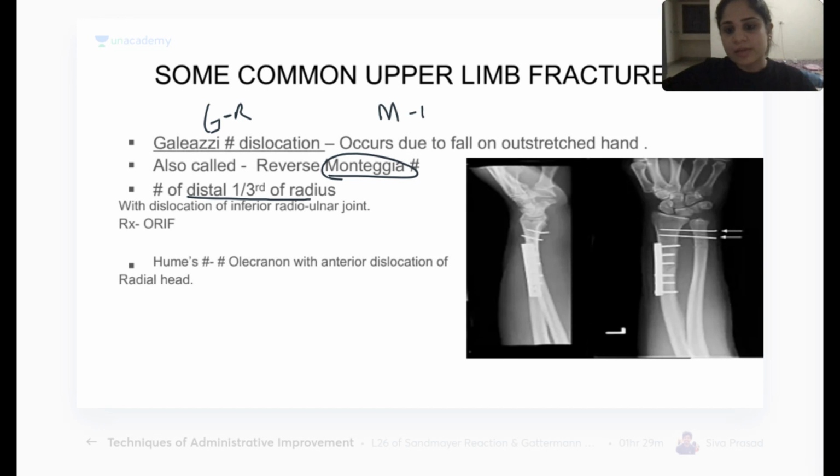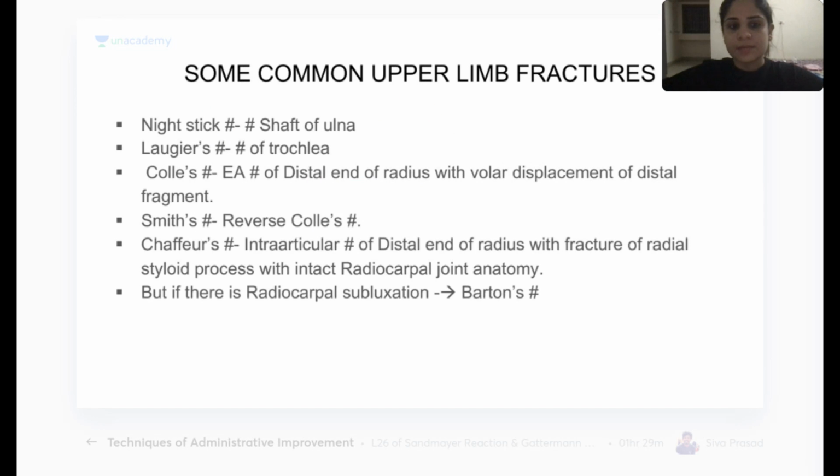And in Monteggia, what will you have? You will have ulnar fracture and radial head dislocation. Okay. Then nightstick fracture is fracture of the shaft of the ulna. And one more thing that you need to know is your Schoffer's fracture. People who drive, when you drive like this, if you have a little bit of an injury, the opposite way. Okay. So this can cause an intra-articular fracture of the distal end of the radius. So that is your fracture of the distal end of the radius.